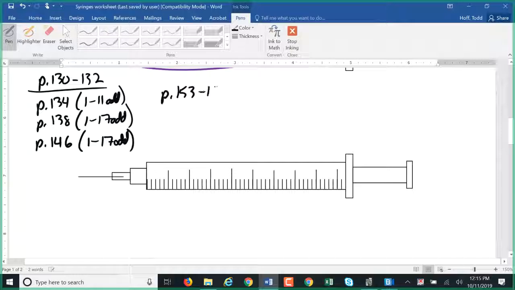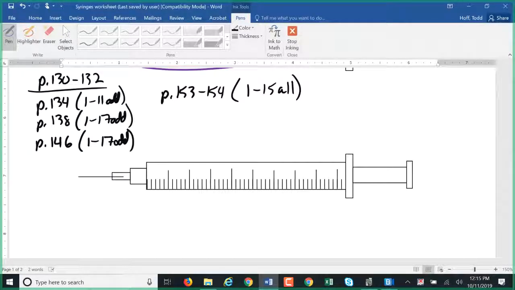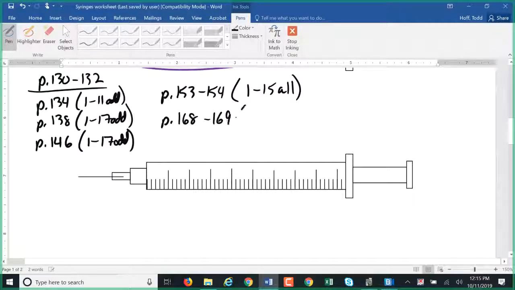Page 153 through 154, this is not something you'll be tested on, like I said, this is the vocabulary, but it's something you should be familiar with. So on 153, 154, not graded, well, none of the homework's graded, but not going to be tested or quizzed, but you should look through all of those, 1 through 15. Then finally, page 168, 169, syringes, take a look 1 through 19 odds. Anybody have any questions?